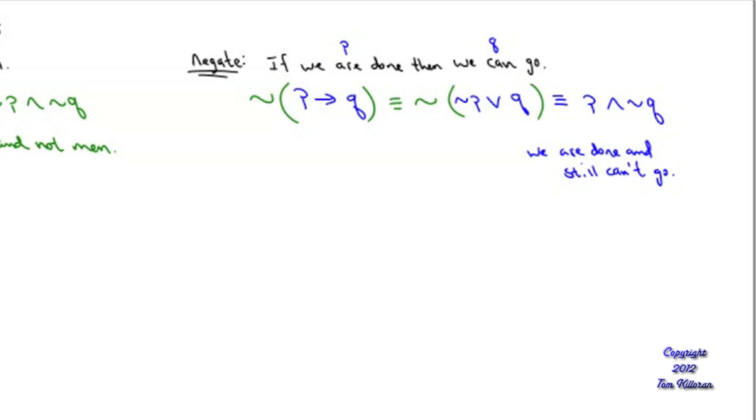So that's the possibilities of negation. It usually uses De Morgan's law in one fashion or form.